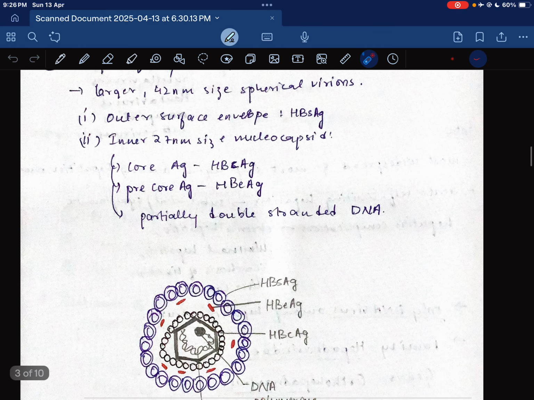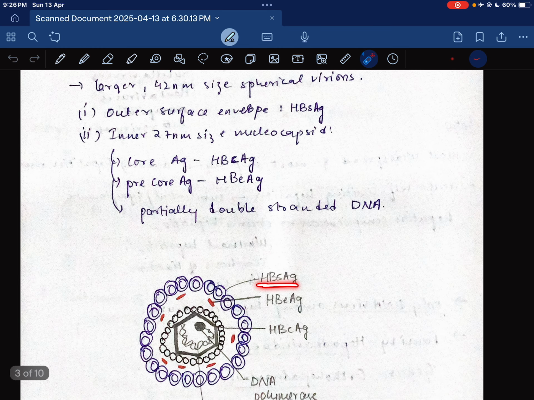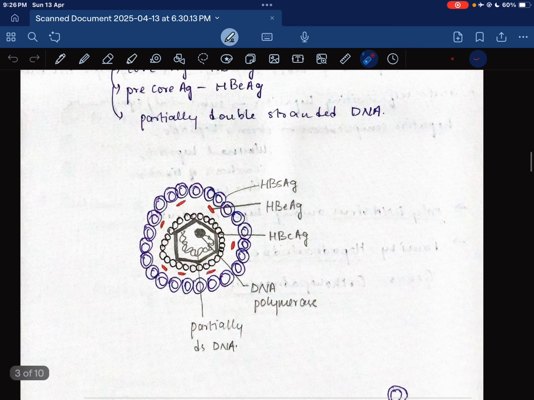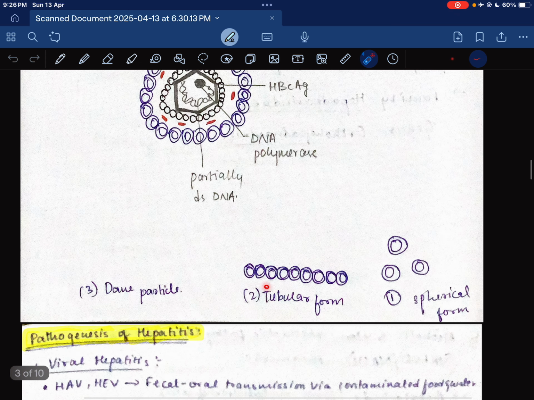It is a spherical virion. The outer surface is made up of HBs antigen, and the inner is a 27 nanometer nucleocapsid. Core antigen is HBc antigen, and precore antigen is HBe antigen. It has partially double stranded DNA and polymerase. Tubular forms and spherical forms.